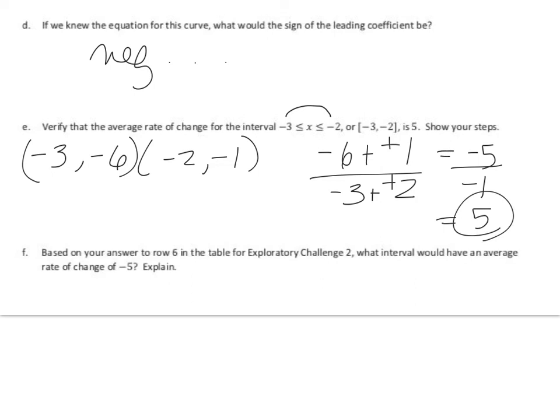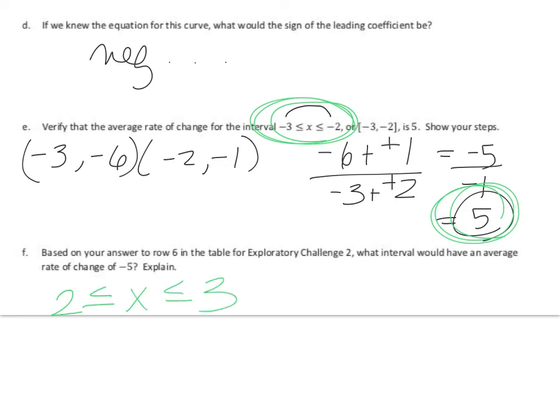Based on your answer to row 6 in the table for Exploratory Challenge 2, what interval would have an average rate of change of -5? Explain. Well, our parabola is symmetric. So from -3 to -2, our rate of change is +5. We can assume that from 2 to 3, our average rate of change is going to be -5 because our parabola goes up and then back down. So if we have a positive rate of change over here, we're going to have a negative rate of change over here.